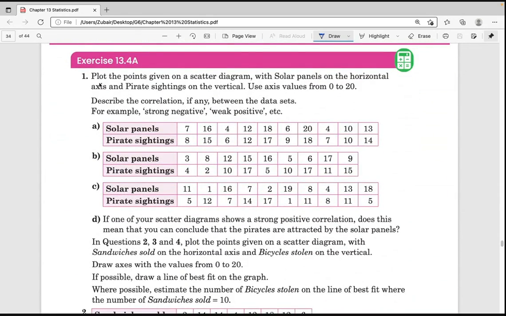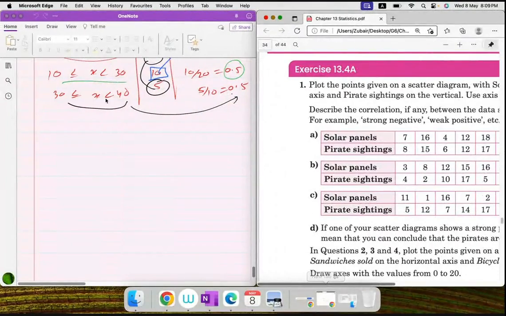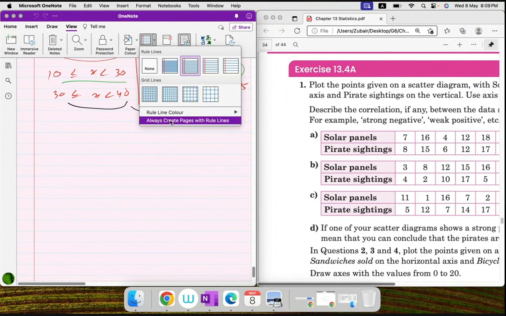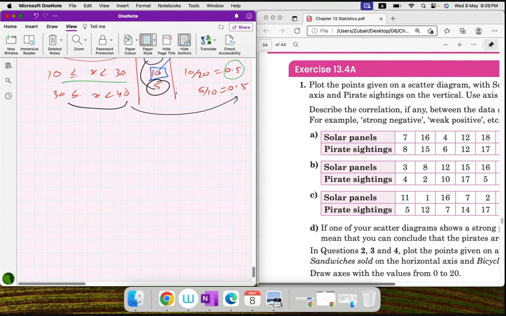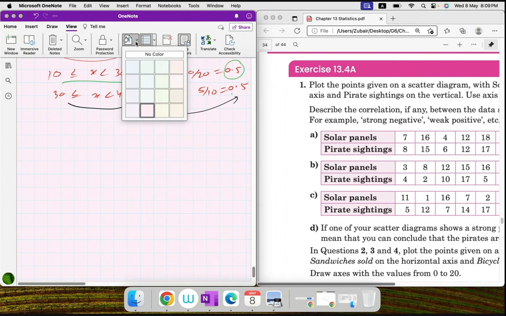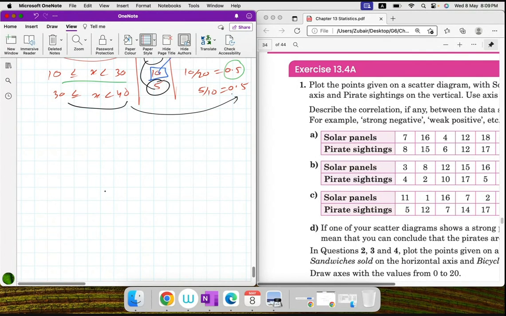So here comes the exercise. Plot the points given on a scatter diagram with solar panels on the horizontal axis and pirate sightings on the vertical. Use axis values from 0 to 20. Describe the correlation. Okay, let's try. Let us change this to grid view. Are these blue lines visible? Yes, sir. I think white would be much clearer.